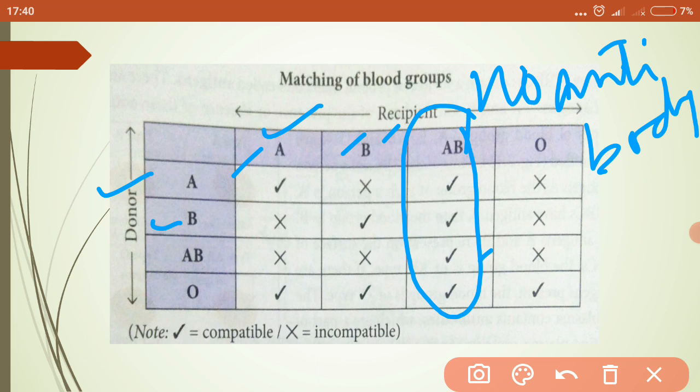Is it okay? But now the O blood group person can donate to all. Now why can it donate to all? Because it has no antigen. There is no antigen, and so it can donate blood to all. So a person with blood group O can donate blood to all blood groups and is therefore called a universal donor. Understood this? Okay, this is how blood group matching is done.